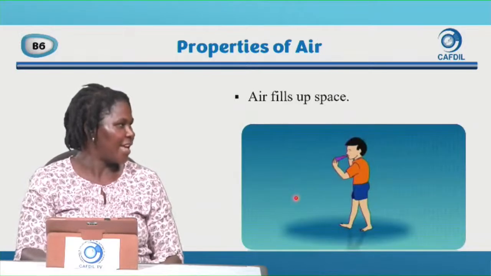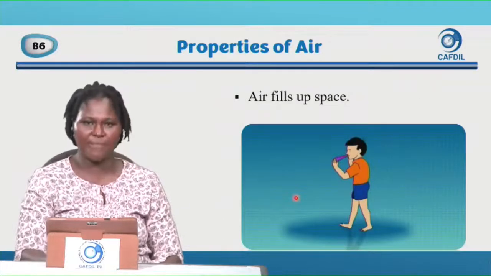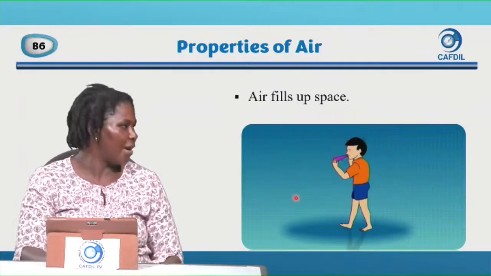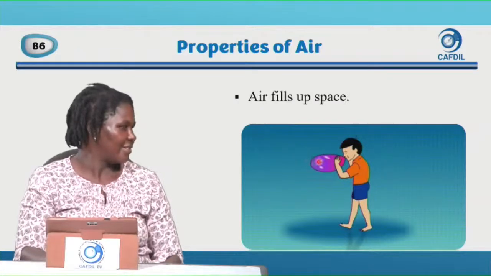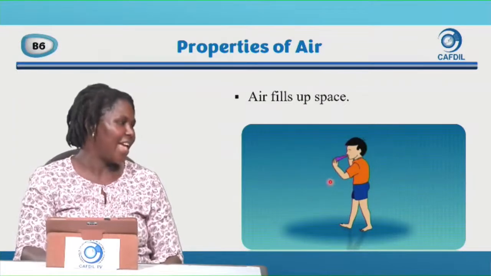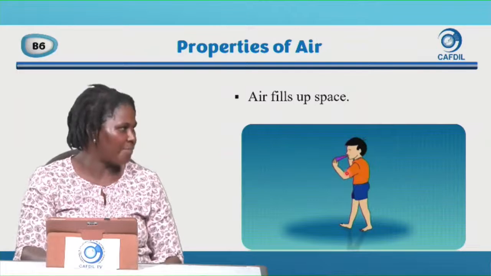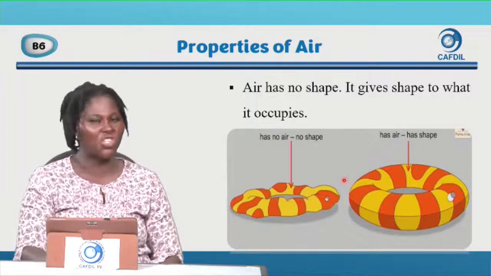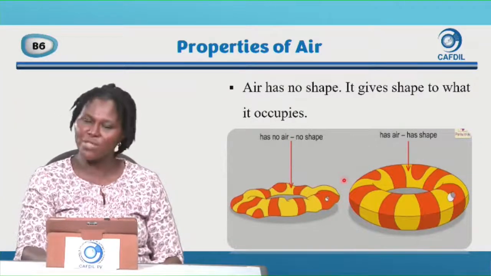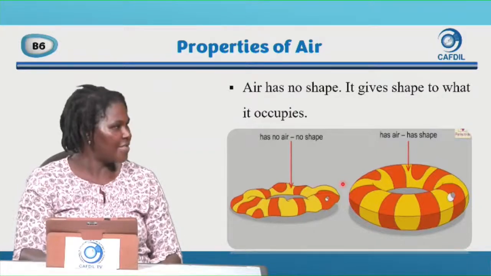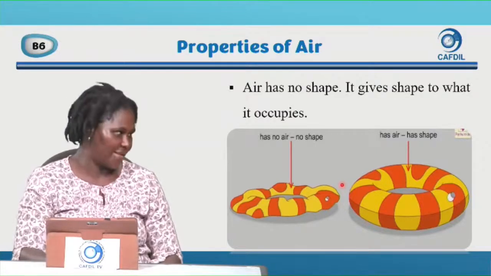The next one is air fills up space. So let's look at the boy. He has blown air into the balloon. This shows that air fills up space. Let's look at another one. Air has no shape. The air that blows around us has no shape. It takes the shape of what it occupies.